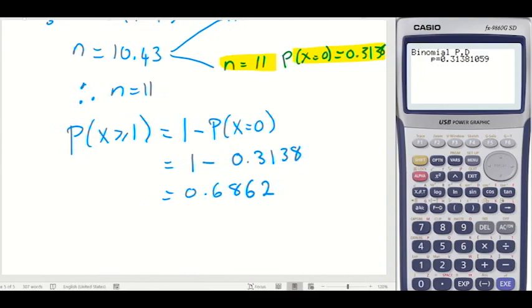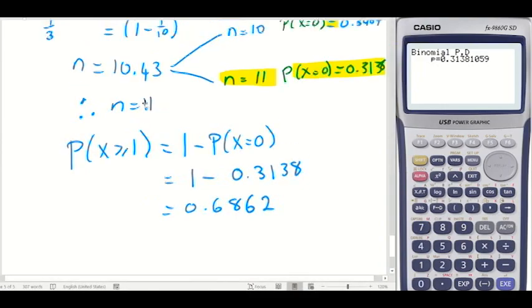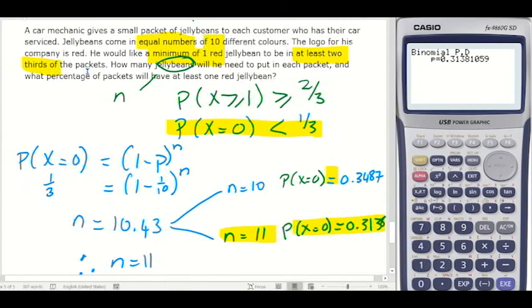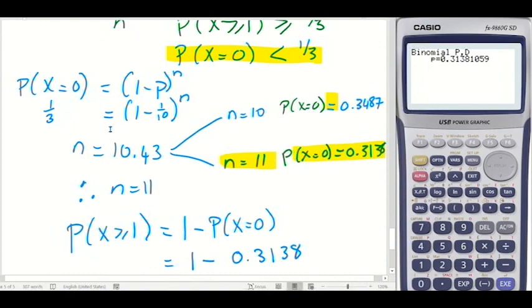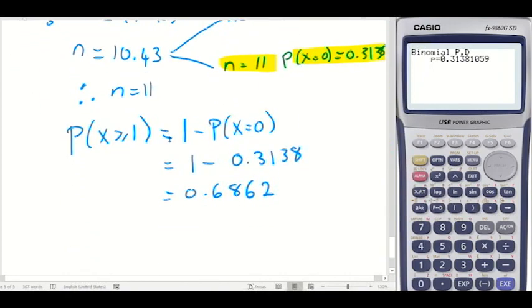Awesome. So there we go. And so that is the chance that the packet will have at least one red jelly bean. So there's a difference, remember, between the probability of the individual jelly bean, which is little p, and this probability of the whole packet of jelly beans.